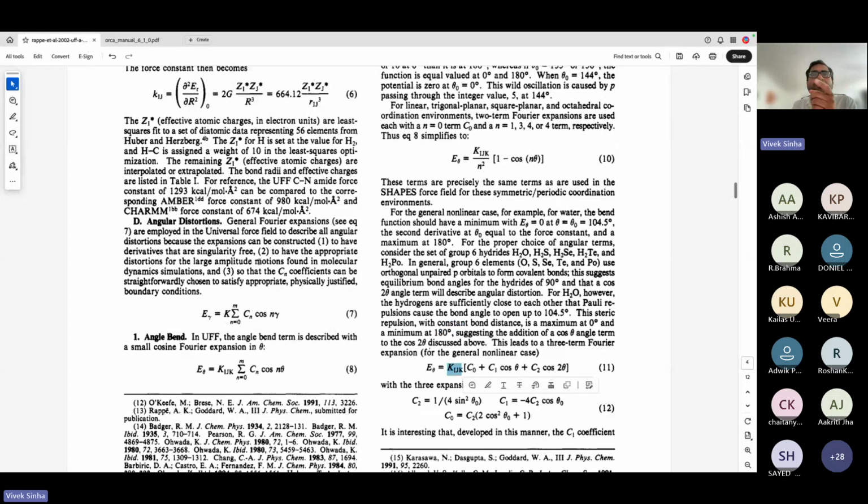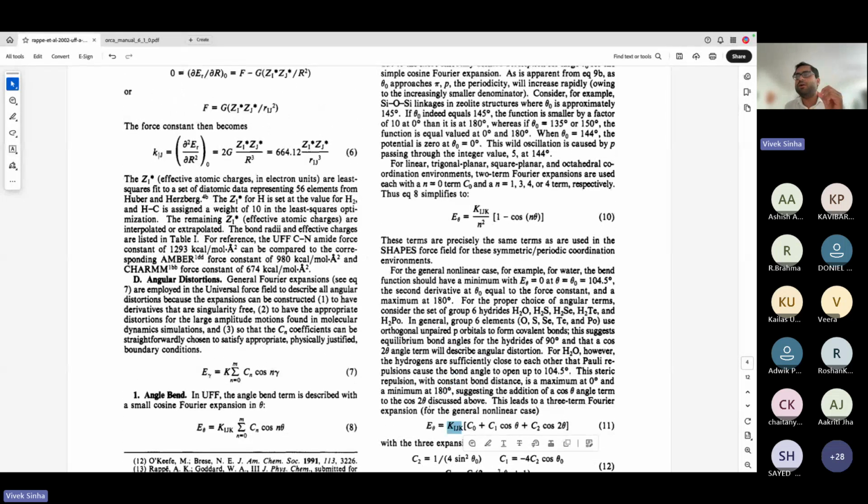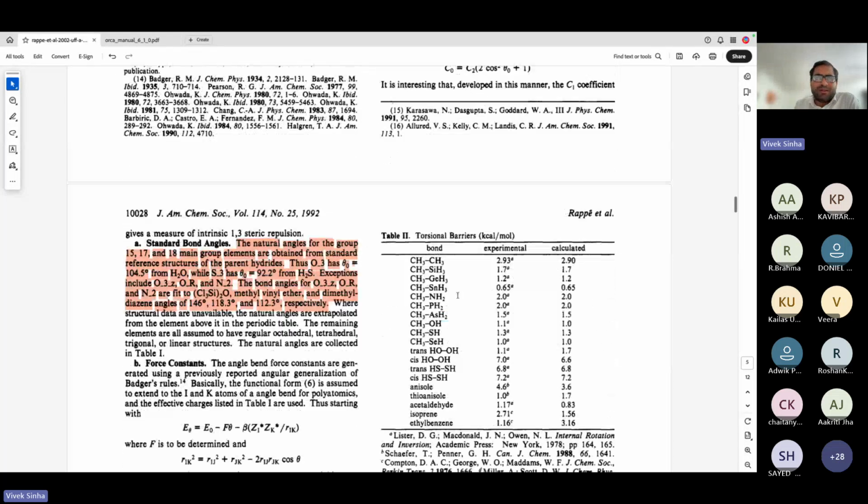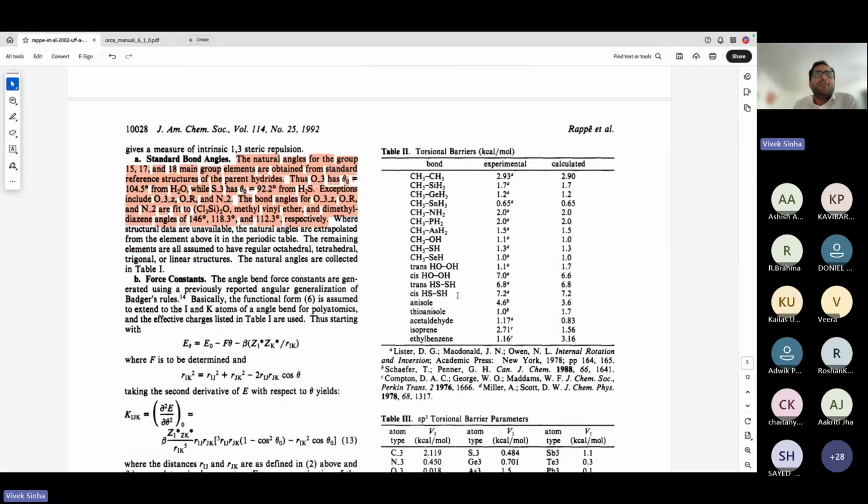So this Ij in the bond stretching was a two-body term, which means it was dependent on two atoms. Now it's a three-body term dependent on three atoms, so it gets slightly more complicated. There are more mathematical tricks that go here and there. But what I want to bring your attention to is that they also use some sort of natural angles as the standard bond angles.